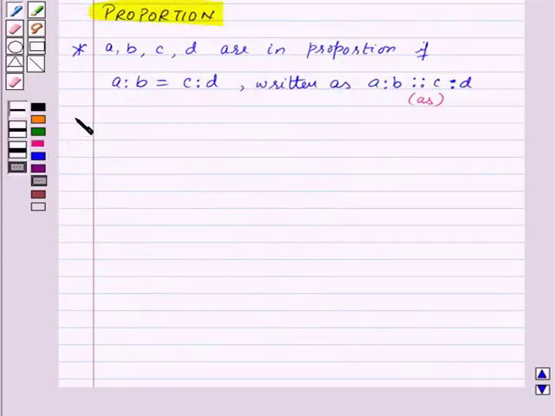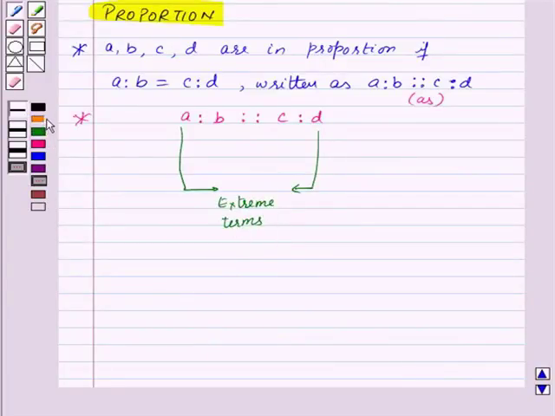Now in the proportion A:B :: C:D, first and the fourth term are known as extreme terms and second and the third term are known as middle terms. I hope the topic of proportion must be clear to you. So now let's move on to next topic, that is unitary method.